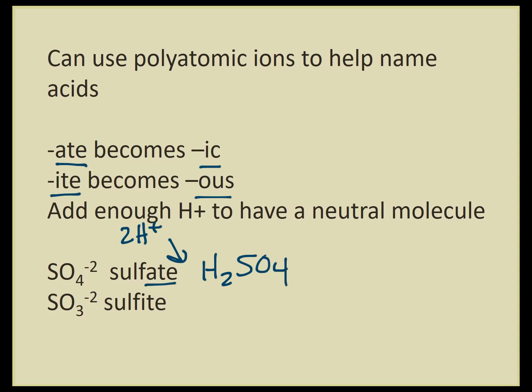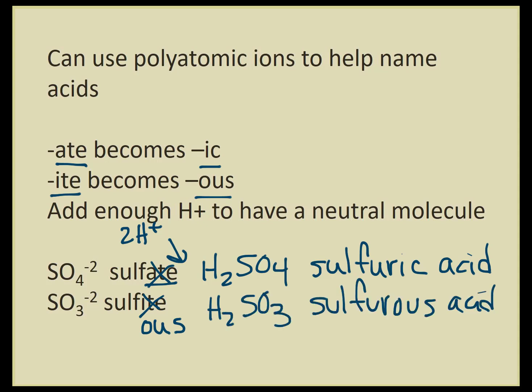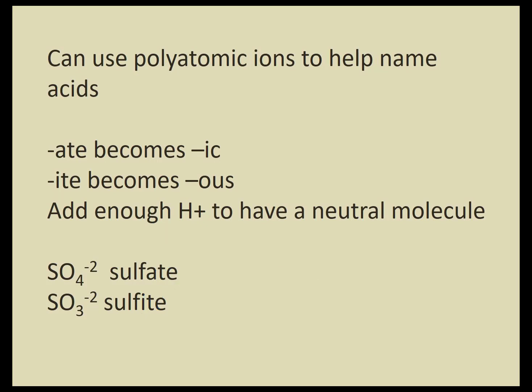And then I'm going to take the -ate and cross it out and put -ic. So this is going to be sulfic, which sounds weird. So this is kind of an abnormal example. But I'm going to go back to the root word, which is sulfur, and I'm going to call it sulfuric. So sometimes you just have to say them out loud. This one, it ends in -ite, so I'm going to cross out the -ite and put -ous. And then again, add 2 hydrogens, so H2SO3. And this is sulfurous acid. So -ate to -ic, -ite to -ous.